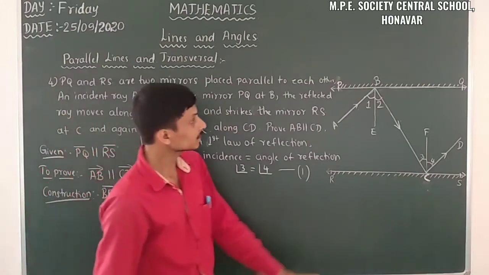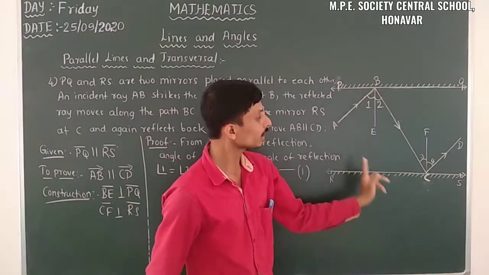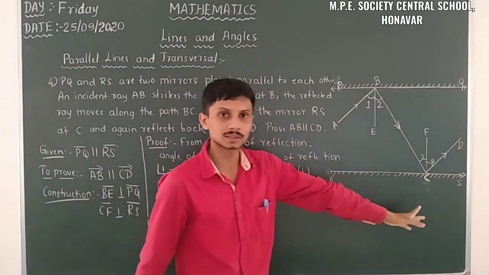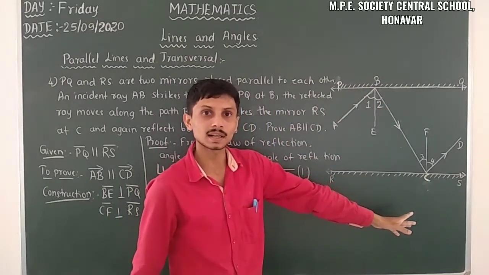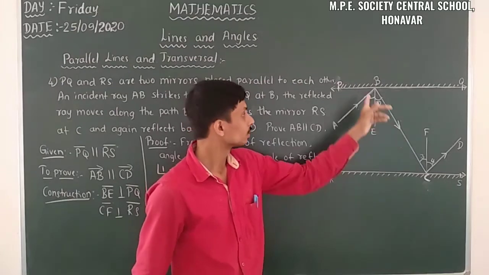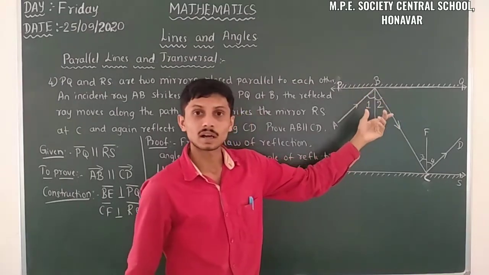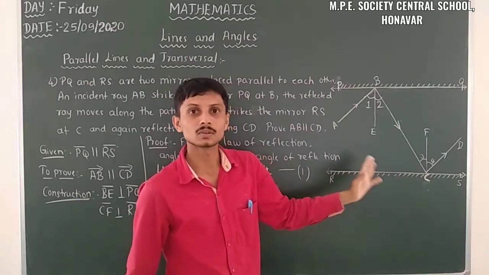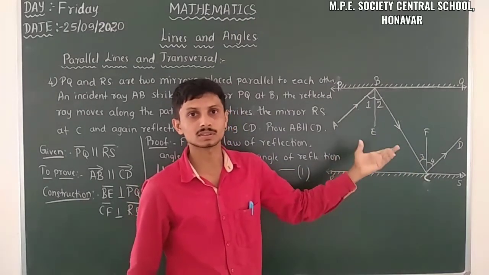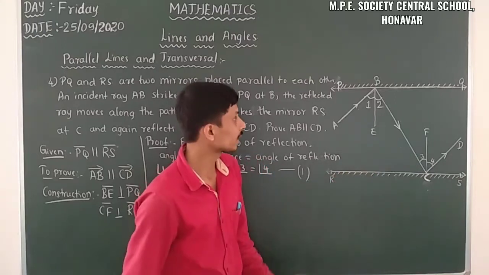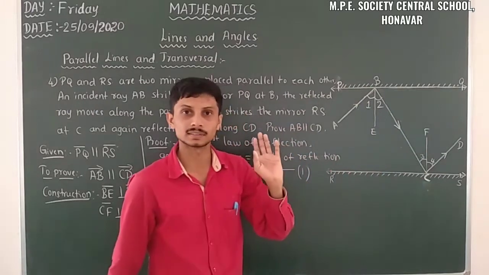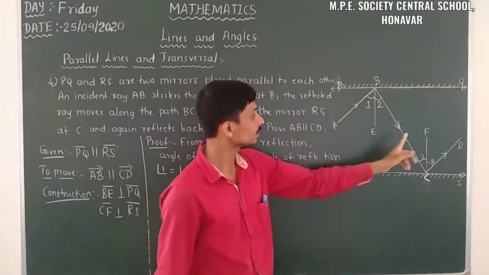Then just observe here, PQ and RS are parallel lines and consider BC as a transversal. But here we don't have any alternate interior angles, so it is not possible to take any. Then consider BE and CF are parallel lines.